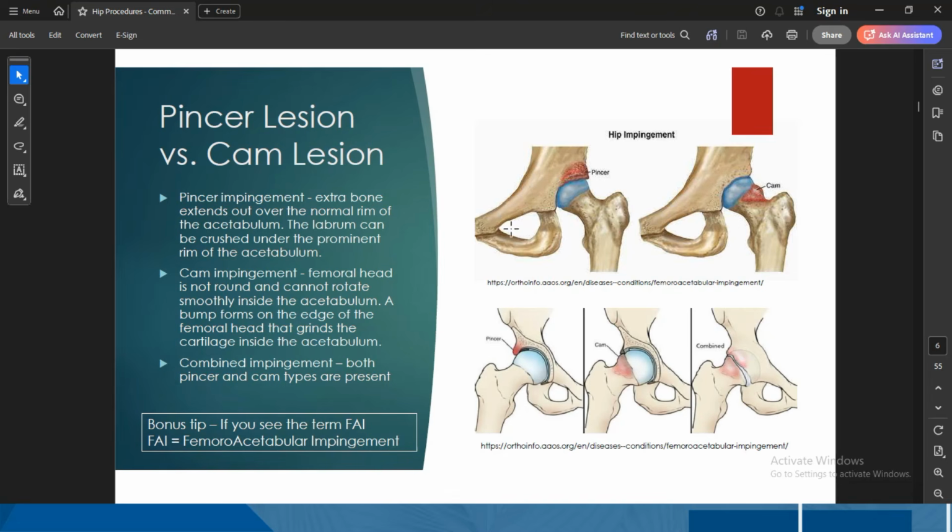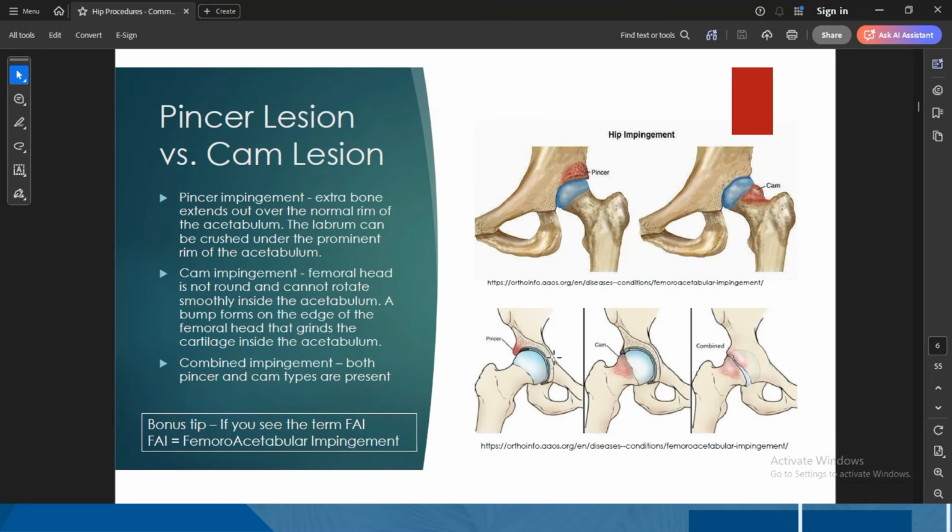So what is pincer impingement? Extra bone extends out over the normal rim of the acetabulum. So this is the pincer lesion. Basically, this pincer lesion is the abnormal or extended bone of the acetabulum. Sometimes the labrum can be crushed under this pincer lesion. Next we have cam impingement. The femoral head is not round and can't rotate smoothly inside the acetabulum because of this cam lesion. That is the form of cam impingement.